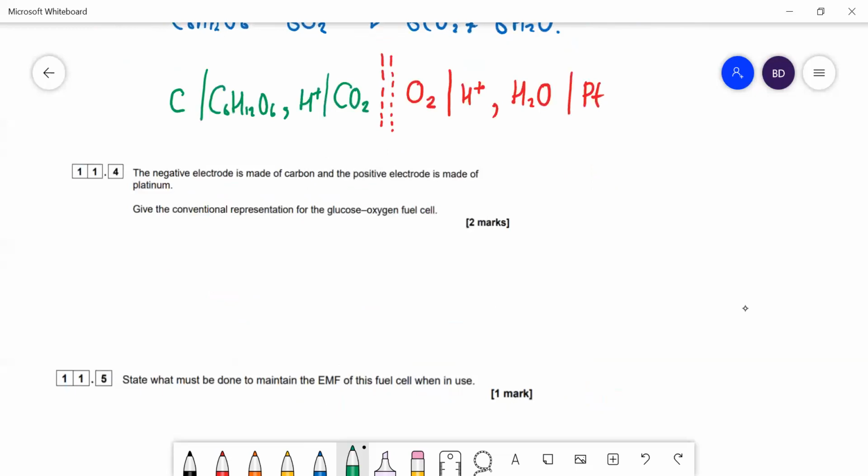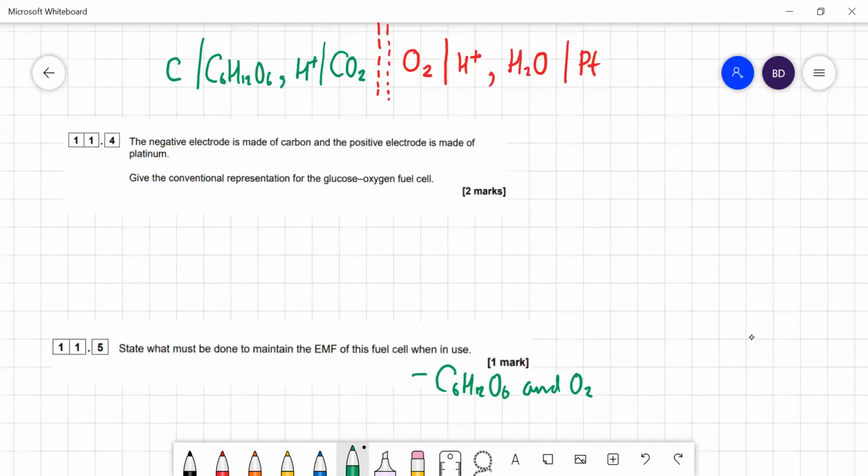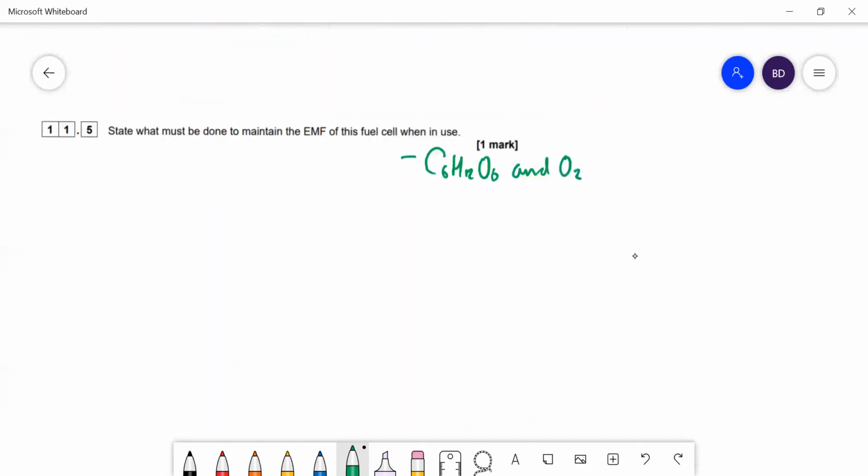Okay, what must be done to maintain the EMF of this fuel cell when in use? Well, we've got to keep providing glucose, the fuel, and oxygen. As they get used up, you've got to keep the concentrations of them the same so the EMF doesn't change. It's a fuel cell, so we provide the reactants. Okay, and that is the last question on the paper. That's the end.